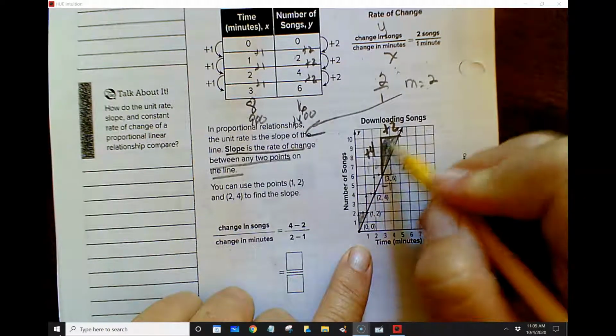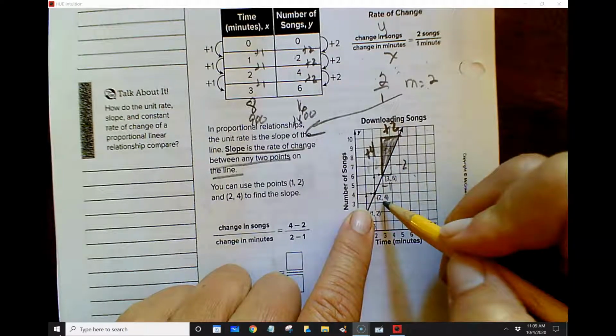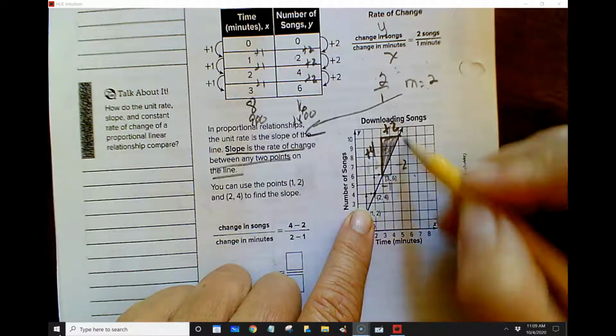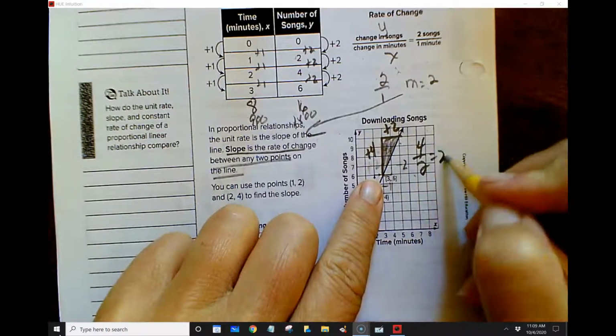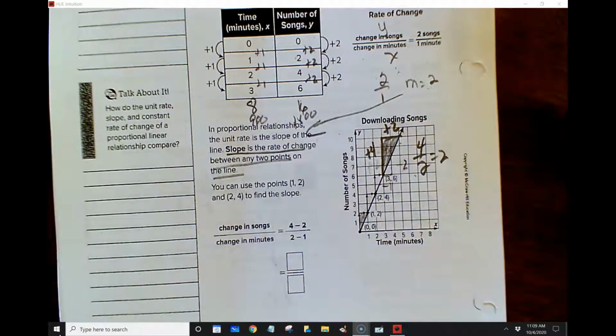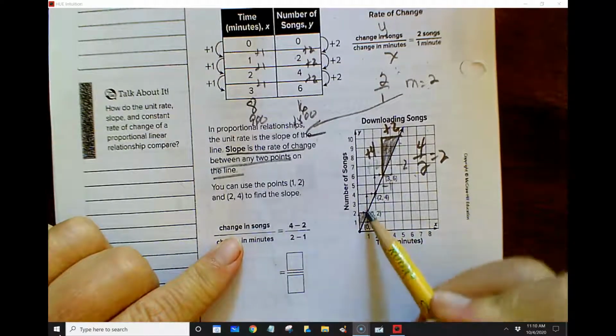So understand that the rate of change is going to be the same whether I pick 2 points right next to each other, like 2, 4 and 3, 6, or points away from each other. Because when I do the math on that, it's still going to be 2. Any 2 points on the line share the same slope.